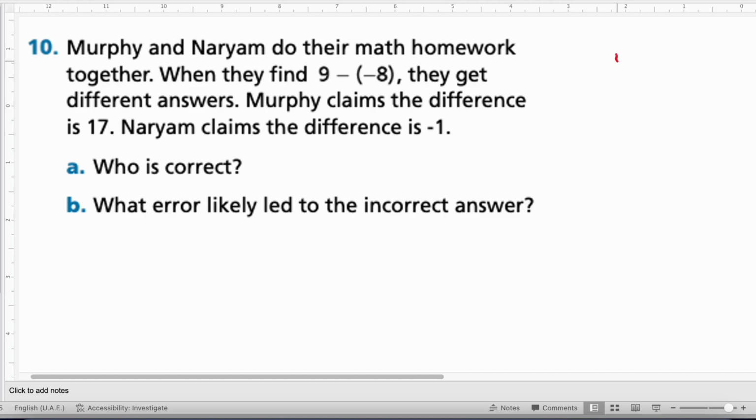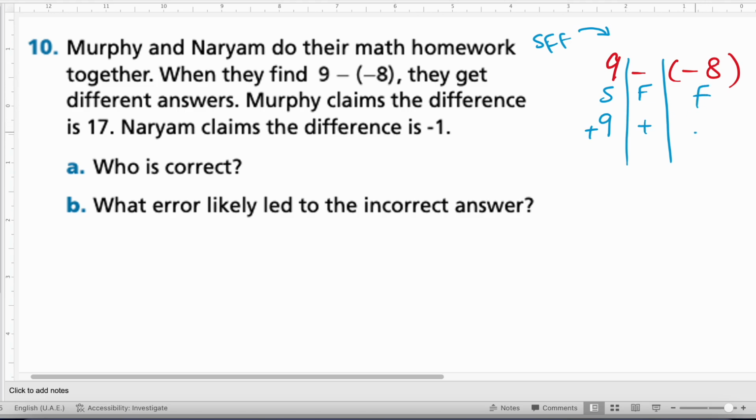You need to always take the problem and do it by yourself on the side. So if you want to do the same flip method, pay attention here. If you don't want to, just skip 2 seconds later. Okay, so same flip says that you need to keep the first one the same, flip subtraction to addition, flip the second one into its additive inverse, which is positive 8. Positive number, same sign, add. 9 plus 8 is 17, of course positive. So I can tell that Morphy is correct.